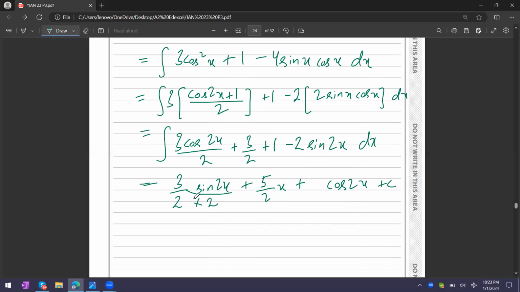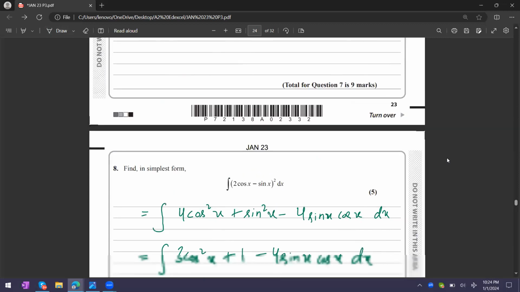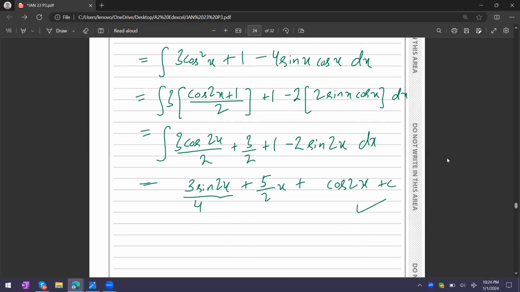Sorry, not final answer. This also we can make it better looking. It can be 3 over 4. So we can write it properly here: 3 over 4 sine 2x plus 5 over 2 x plus cosine 2x plus c. That's it for 5 marks. There are other methods, other possible scenarios also, but I think this is conceptually the best, to use the double angles. They look like double angles, so it's best.